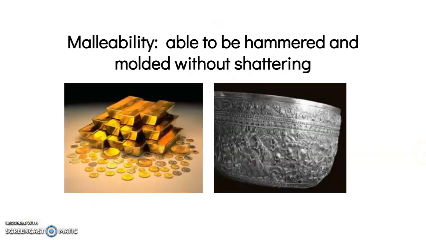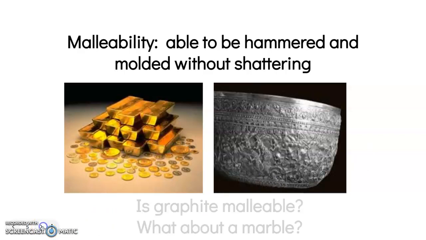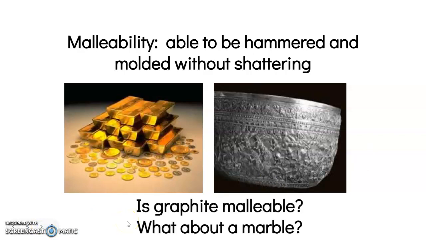So these are just a few properties just to refresh ourselves and make sure we know about them because we are going to have a quiz and we're going to have a test on physical properties or matter coming up soon. So malleability is the ability to be hammered and molded without shattering. Remember, metals are malleable. So we talked about the difference between metals, nonmetals, metalloids. Metals have malleability. So let's think about graphite and marble.